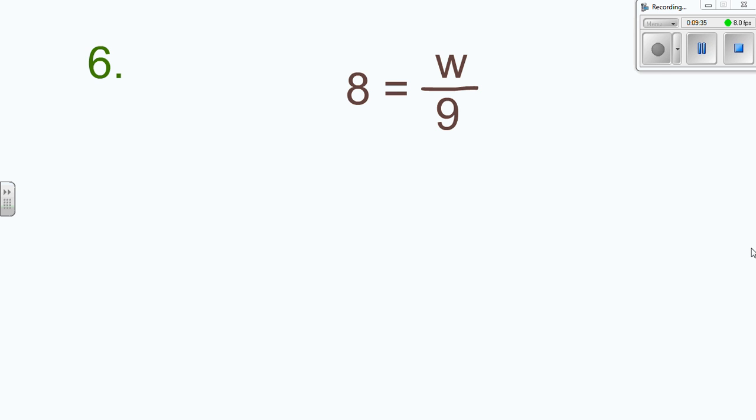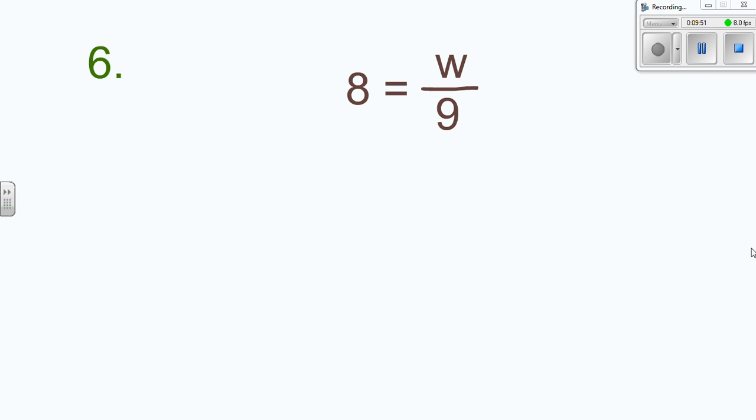Now I want you to take a moment and give problem number 6 a try. I'll give you a chance to pause it, and then you can go ahead and click play when you're ready to check your answer. At this point, you should have your answer for 8 equals w divided by 9.